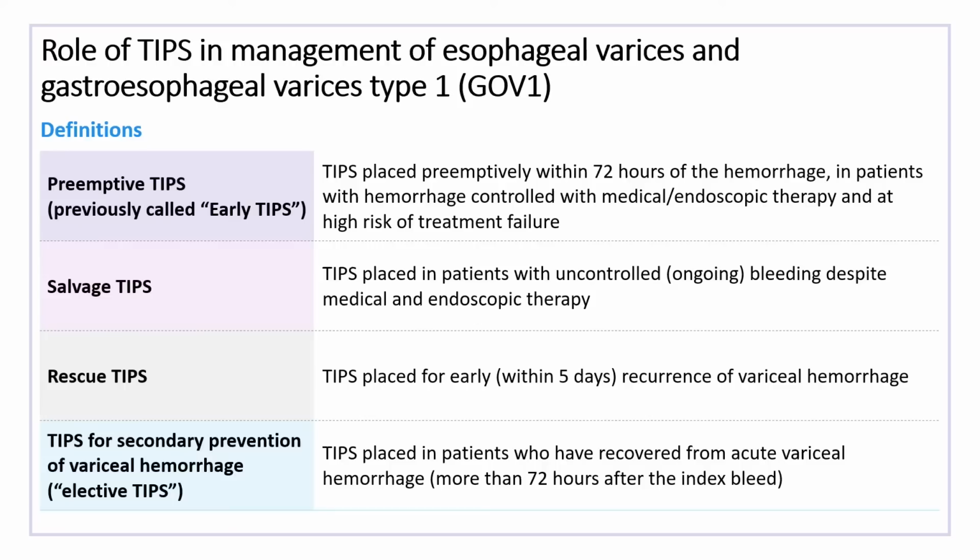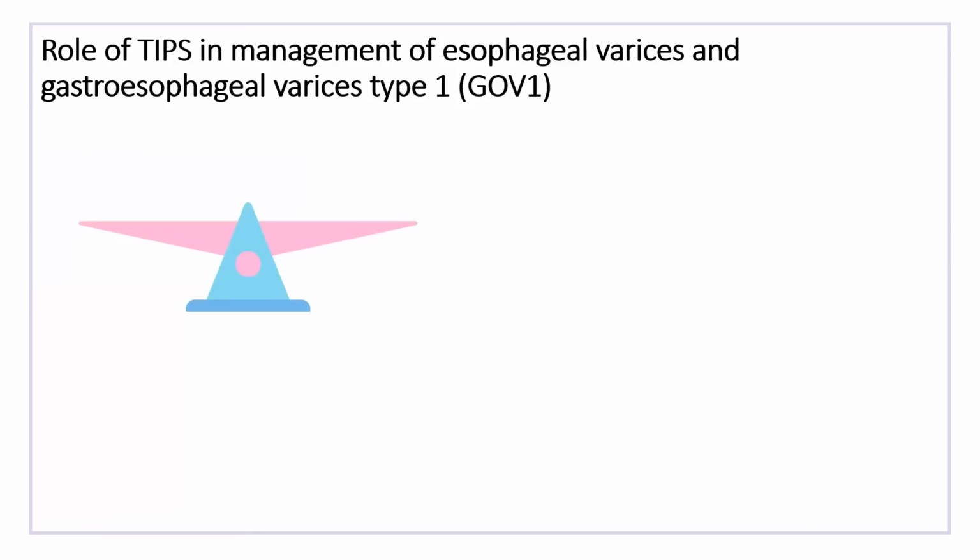TIPS for secondary prevention of variceal hemorrhage. TIPS placed on a patient who has recovered from acute variceal hemorrhage and is more than 72 hours after the index bleed. This also could be a patient whom you did not consider high risk of treatment failure. You treated the variceal hemorrhage, you send the patient back home. You even called the patient back in 2 weeks and banded them again, but they still presented with another variceal hemorrhage, and you should consider elective TIPS in this person after you control bleeding.